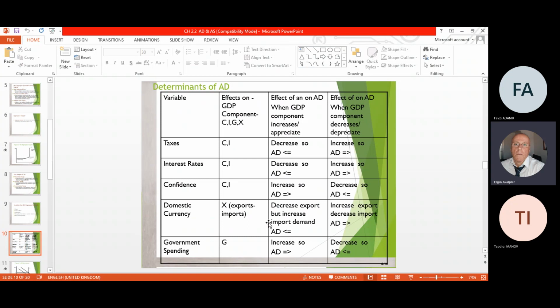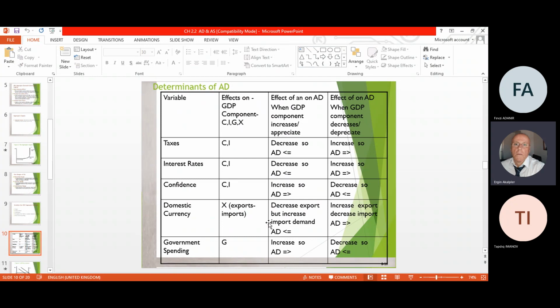Then when we look at the taxes, they affect consumption and investment, as I mentioned to you. If the effects on GDP are realized and the GDP components increase and become appreciated, as mentioned, consumption and investment will then cause some decrease in aggregate demand. And when we go to interest rates, similarly, consumption and investment are affected, and when the components become appreciated, this will again cause some decrease in aggregate demand.